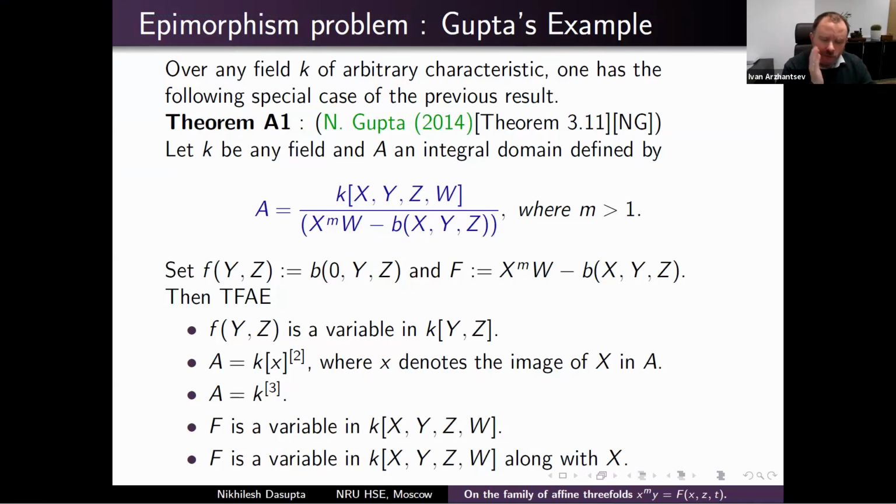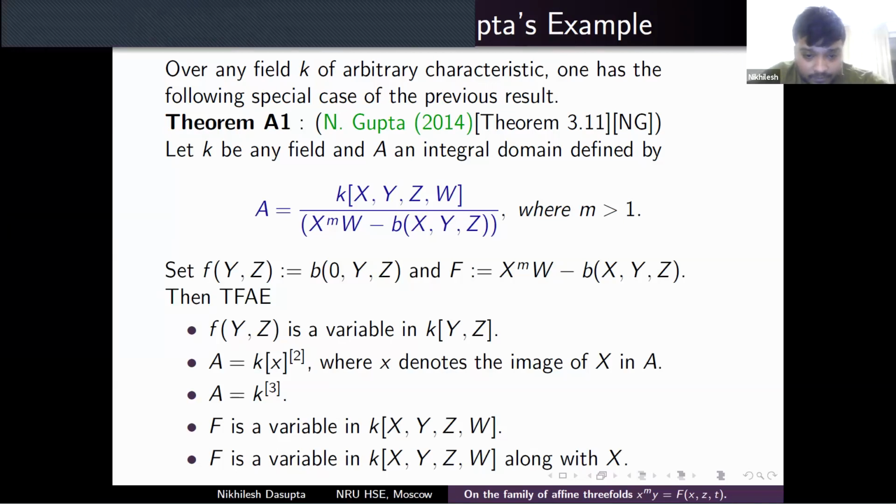Maybe I will ask some question. Firstly, what does it mean along with x? Along with x means that you will have a coordinate system, that means x, f, g1 and g2 maybe, such that K[x,y,z,w] is equal to K[x,f,g1,g2]. So it may be included in the system of generators. Yes, so f is a part of a coordinate system. That coordinate system will have x.